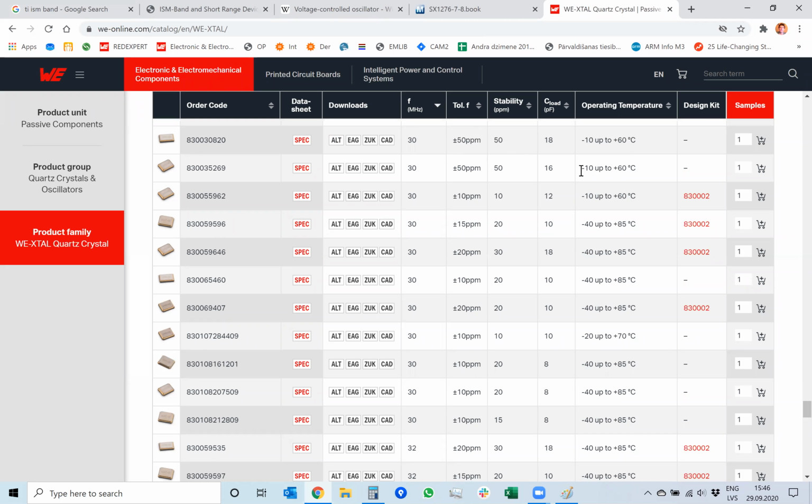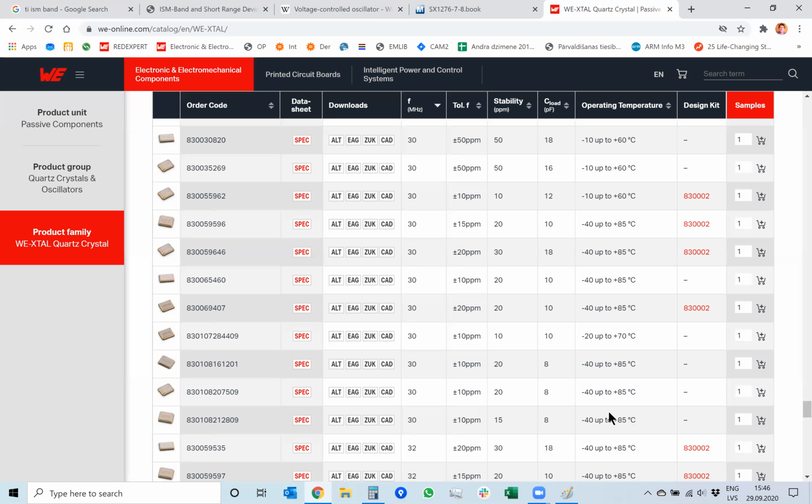So it's just the more precise and higher temperature range, the more expensive the piece is. So which is the best part that we can find? At 30 megahertz, probably this one. It has plus minus 10 ppm, plus minus 15 ppm due to temperature, and the temperature range from minus 40 to plus 85. So it's very precise. High temperature stability over wide temperature range, right?